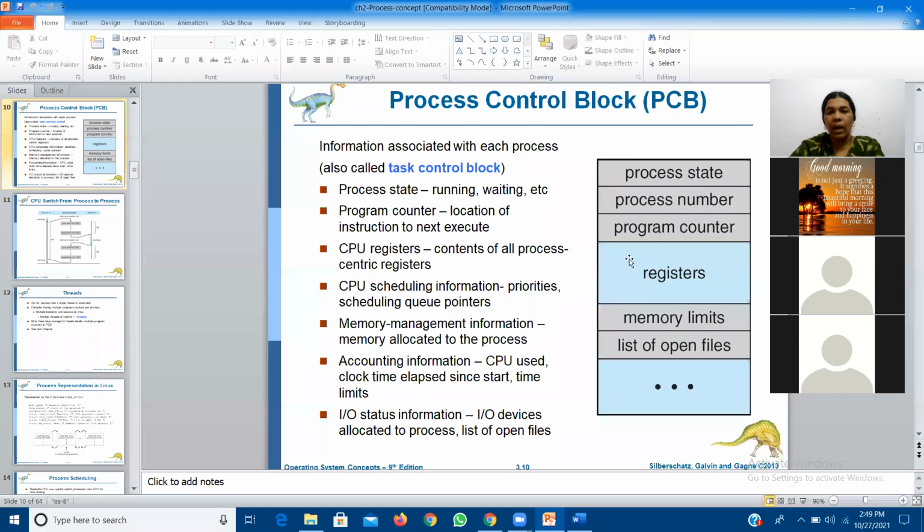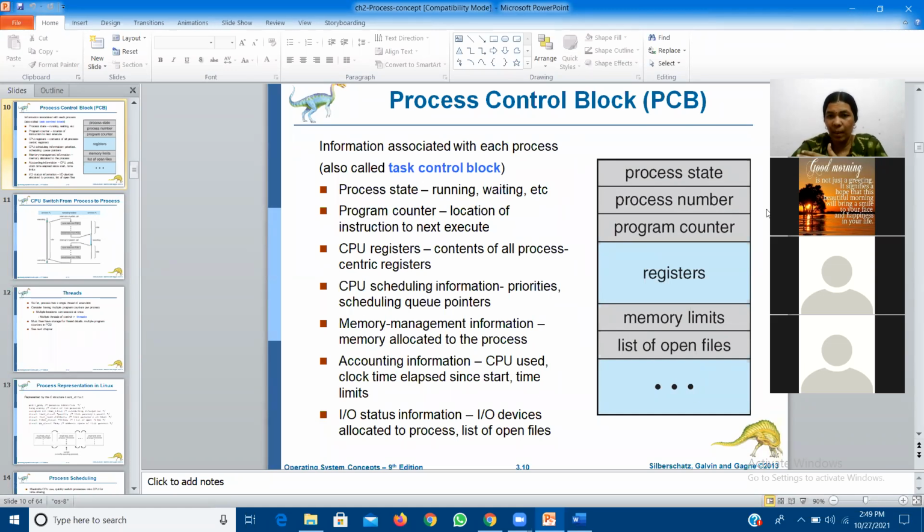Next is memory management information. In this PCB, it stores the information about the memory: how much space is acquired by this process. What is the size of that process? Which partition is allocated to that process? Which space is allocated? What is the starting address of that process? What is the ending address of that process?